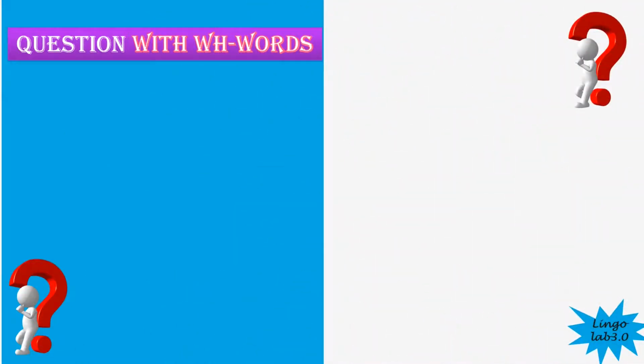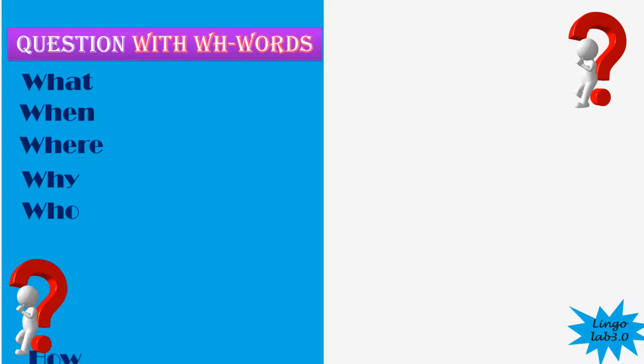Another common way we use to ask questions in English is using the WH questions or WH words. Those words are actually what, when, where, why, who, how. How actually does not start with WH, but it's also considered one of those words.